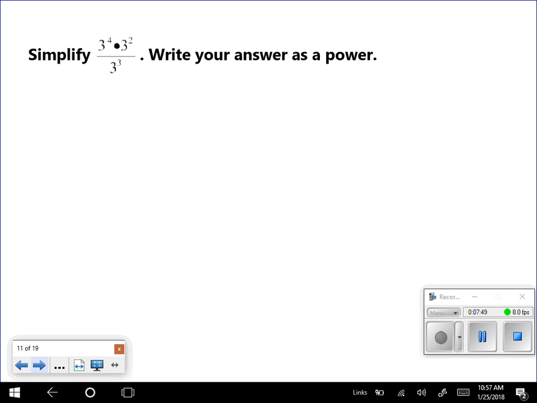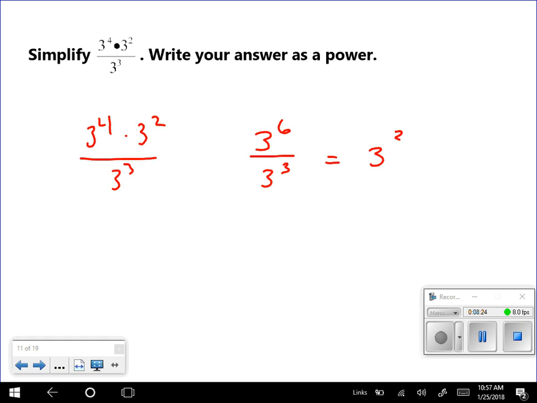All right, so then we get into combining some of our properties that we've already learned. So we have 3 to the 4th times 3 to the 2nd divided by 3 to the 3rd. Just like we had to do before, we have to take care of our numerator before we can work on dividing. So I need to take care of my product rule here. My product rule says that if I have the same bases, I can add my exponents. So 4 plus 2 is 6, and then I'm going to keep my numerator the same. Now I can do my division, which gives me 3 to the 3rd. And if you wanted to simplify that, obviously that would be 27.